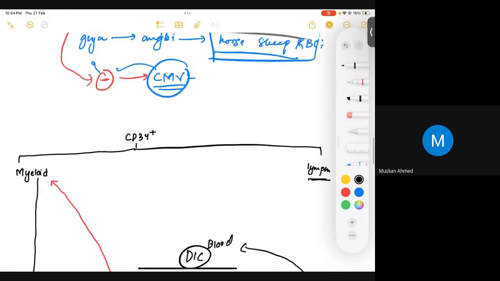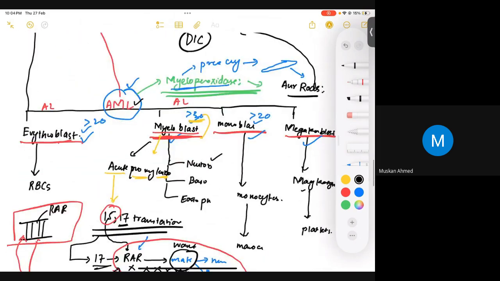So let's discuss our other variants of myeloblast. We can also have greater than 20% of monoblast, which would also come under the category of AML. The name used for that is acute monocytic leukemia. But remember, in acute monocytic leukemia, you won't see any MPO. Really important. In myeloblast, you are going to see MPO, but in acute monocytic leukemia, you won't see MPO.